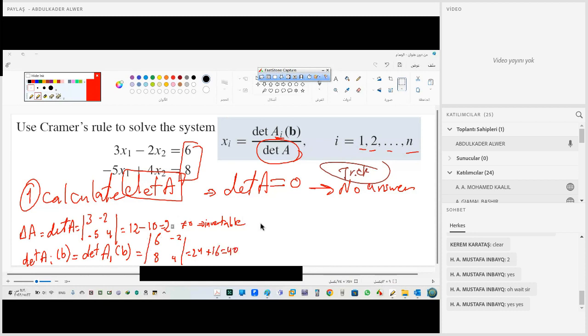Now det A2(b): 3 minus 5, it changed, 2 with this, 3 times 6 is... 8 times 3 is 24, positive 30, so it's 54. Correct?